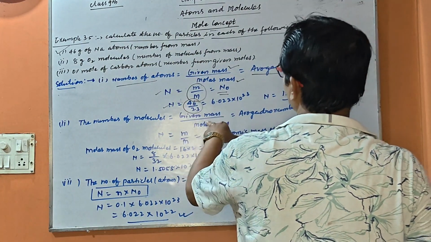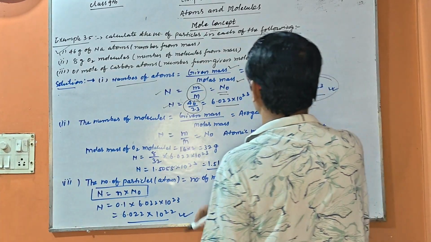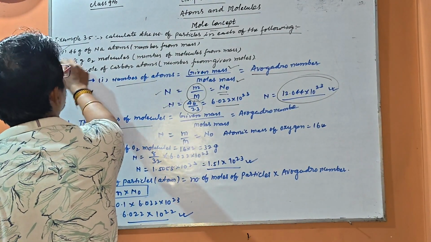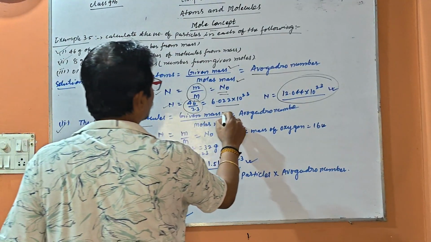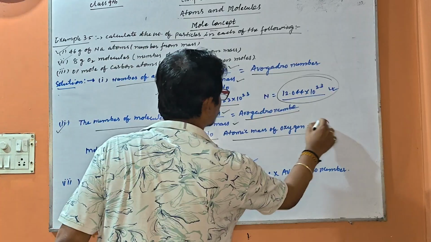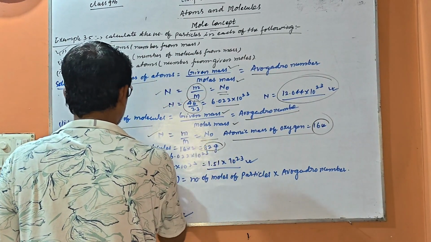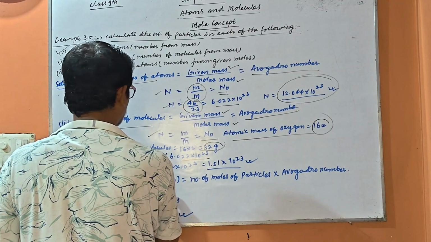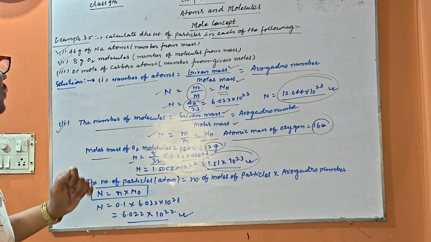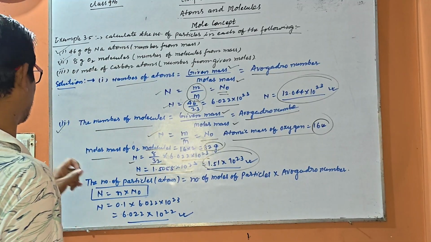And sodium's atomic mass is 23, multiplied by 6.022. So N is equal to that. Is it clear? The second question: 8 gram of O2 molecules, number of molecules from mass. Given mass by molar mass, into Avogadro number. The atomic mass of oxygen is 16 U, so the molar mass of O2 molecules is 32 gram. N is equal to 8 by 32 into 6.022, which gives 1.51 into 10 to the power 23. That is your second answer, the number of particles present in 8 gram of O2.